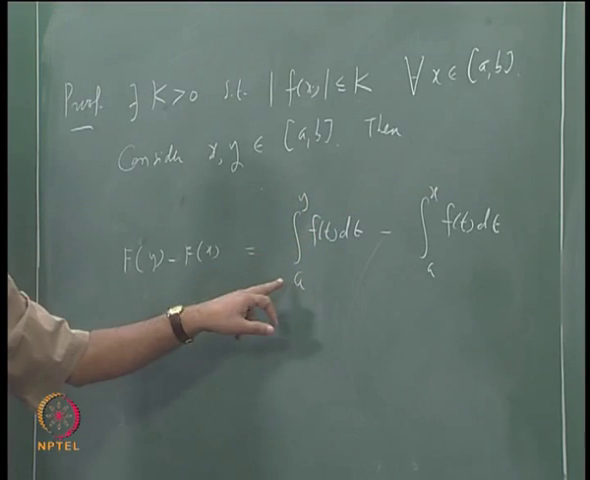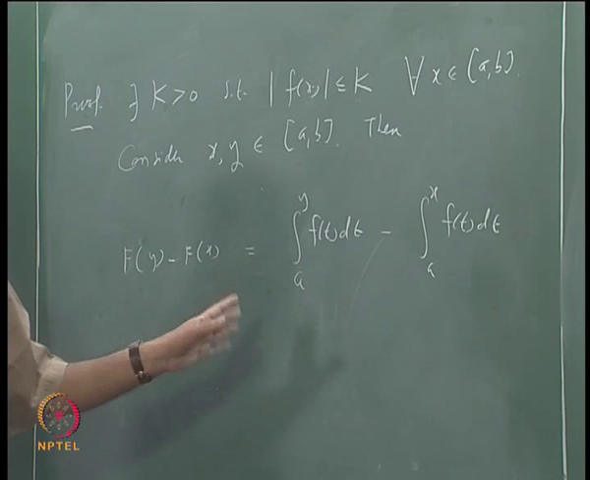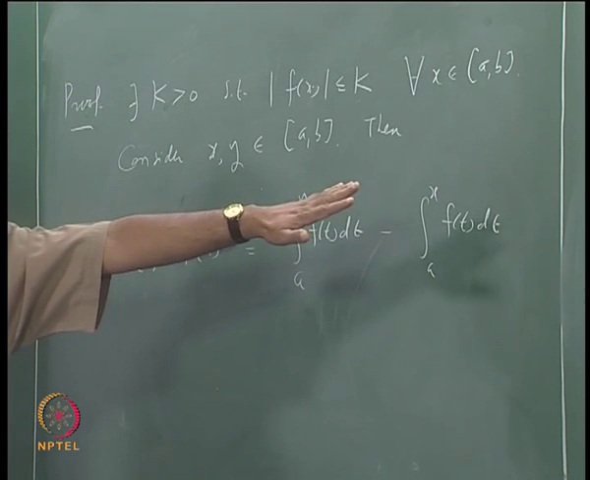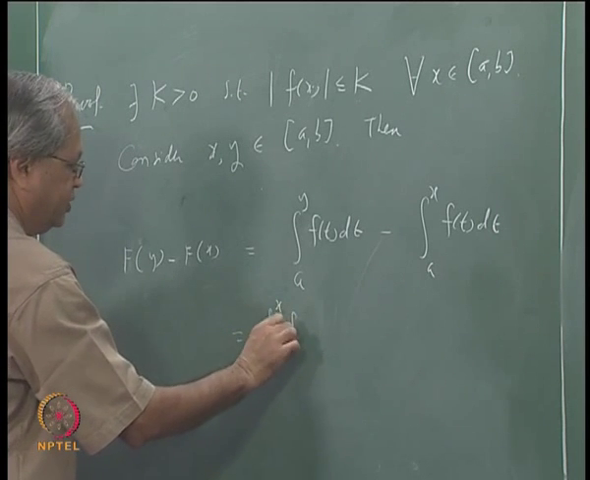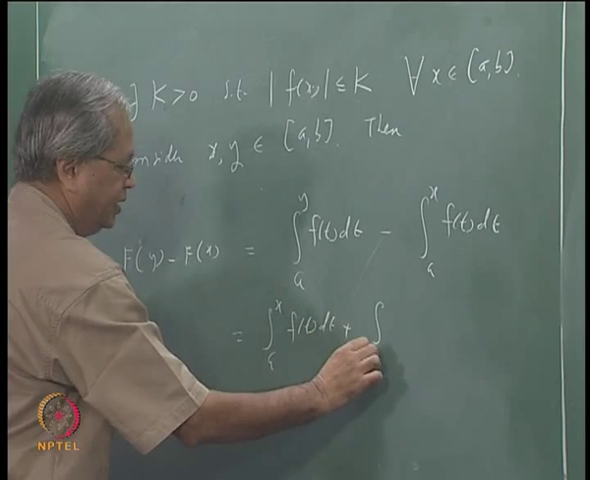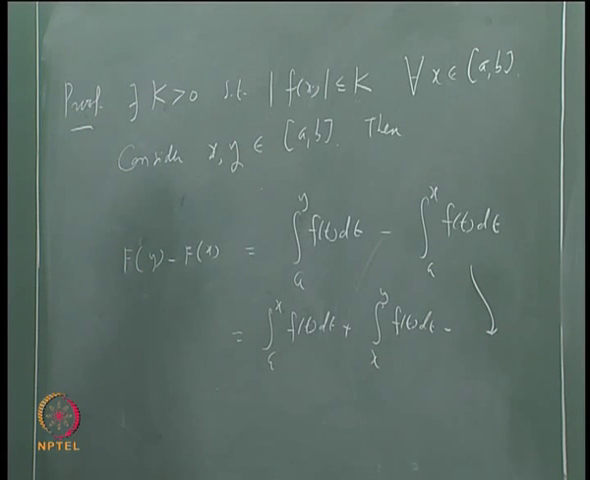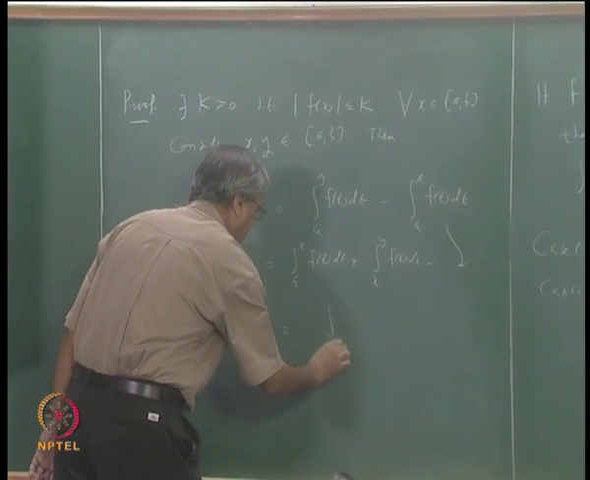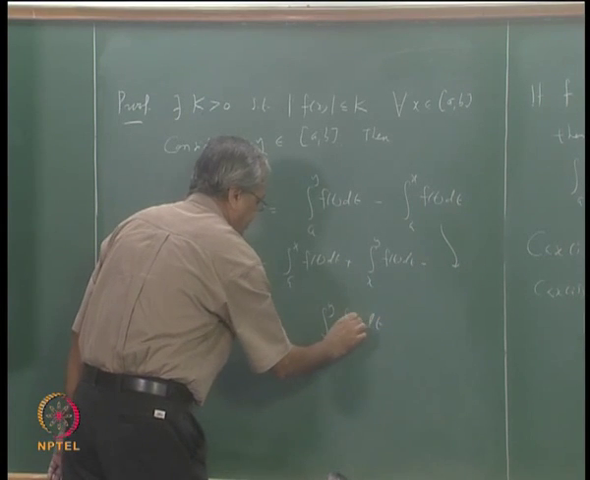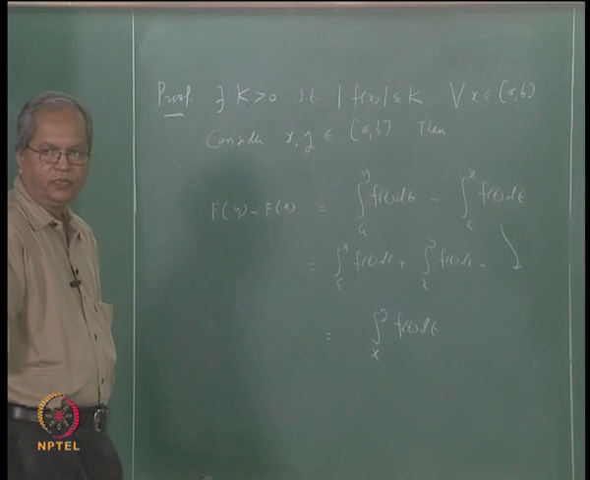Now here we use this property. I want to write integral a to y as integral a to x plus integral x to y. It does not matter whether x is less than y or y is less than x; in all such cases we can write this, which is why we discussed those things earlier. So integral a to y f(t) dt is the same as integral a to x f(t) dt plus integral x to y f(t) dt, and minus integral a to x f(t) dt. What is to be done after this is clear: this cancels with this, so what we get is integral x to y f(t) dt.